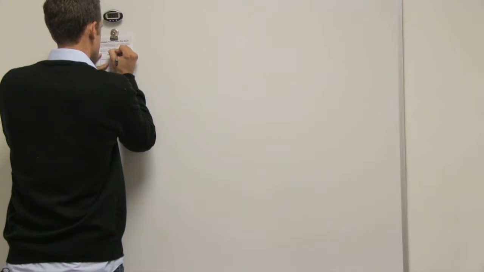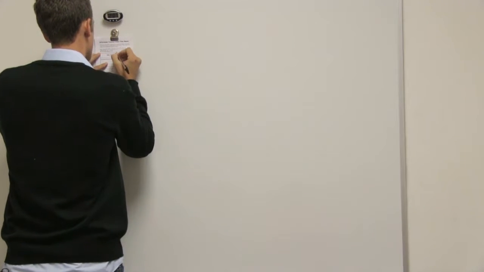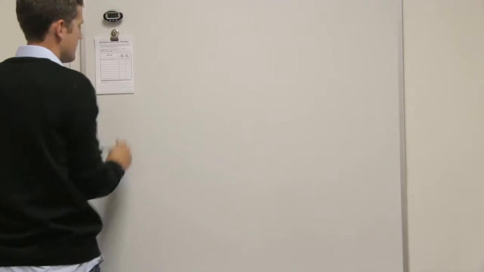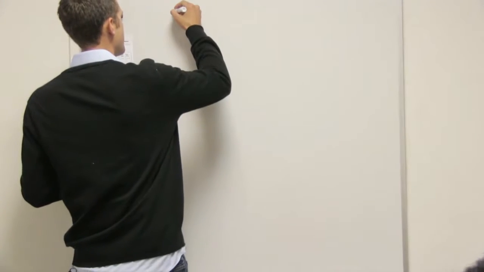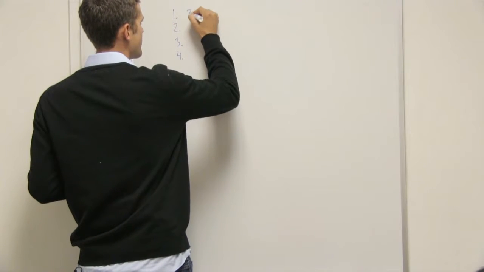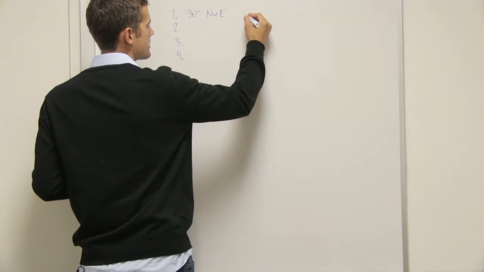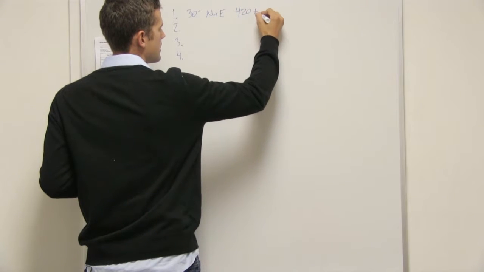So what's the problem say? So an airplane trip involves four legs. The first leg is 30 degrees north of east for 420 kilometers. Okay. So I'll just write this information down. So we've got one leg. It's 30 degrees north of east. For how long? For 420 kilometers.